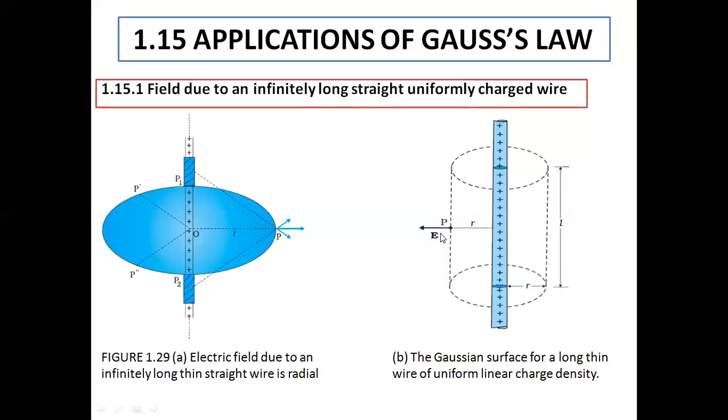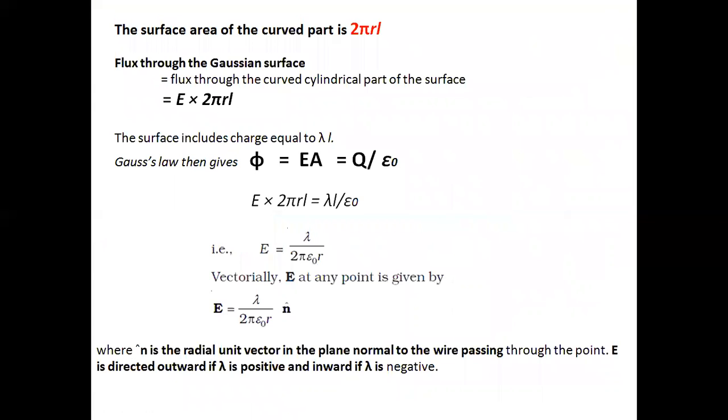At some distance small r. As we know, the surface area of the curved part is equal to 2 pi r l. So the flux through the Gaussian surface is the flux through the curved cylindrical part of the surface. According to Gauss's law, flux phi is equal to E into area.